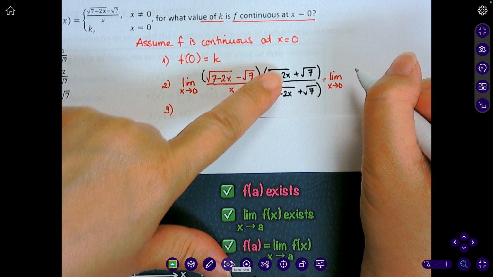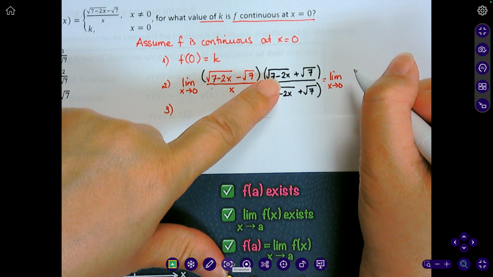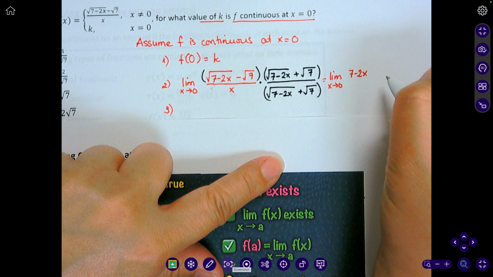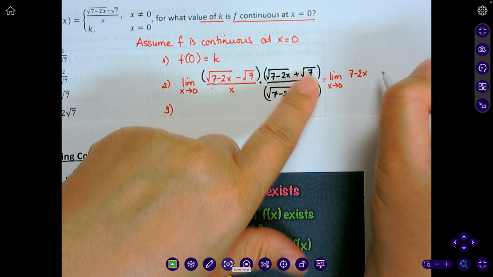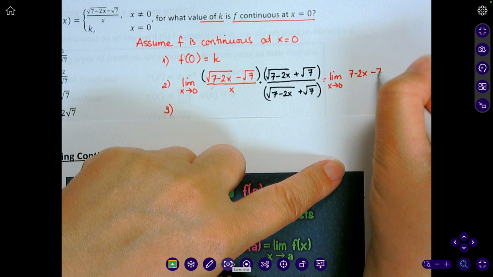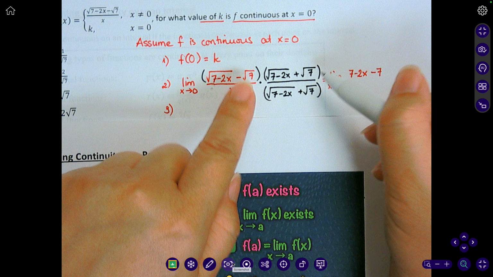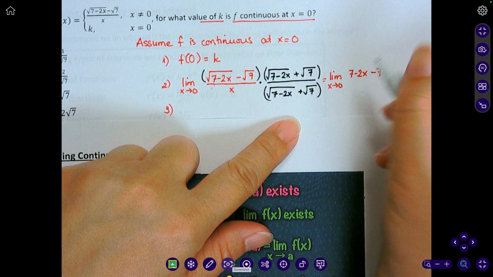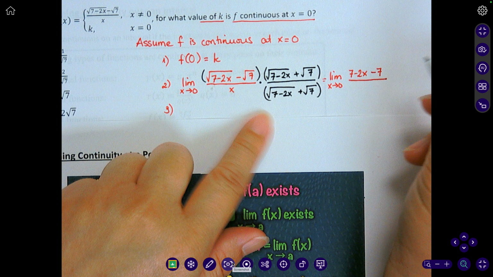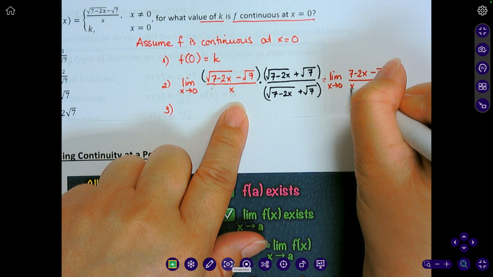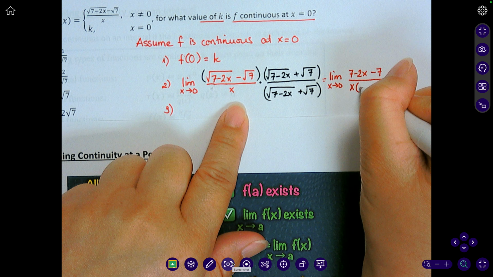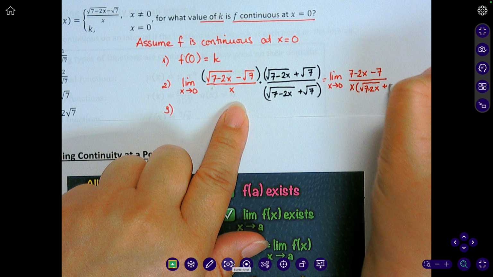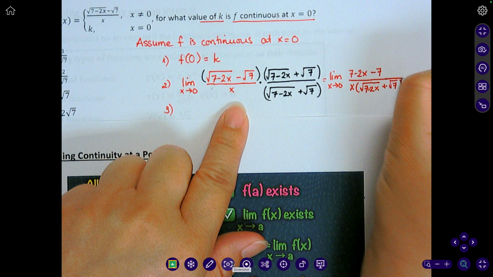So what I got on top is the square root of 7 minus 2x times the square root of 7 minus 2x is 7 minus 2x. A negative root 7 times a positive root 7 is a negative 7. Basically, it's the same terms, but get rid of the square root. Okay? And then on the bottom, we have a little bit more to take care of. You have x, and then times this entire conjugate right here. There you go.